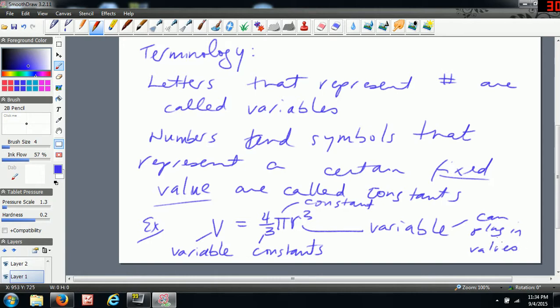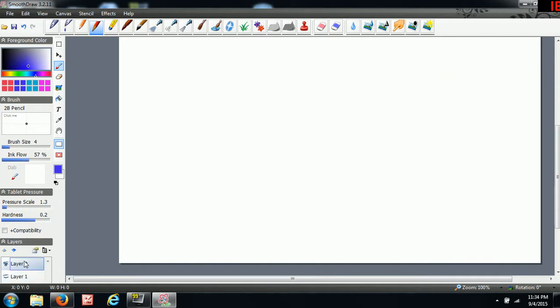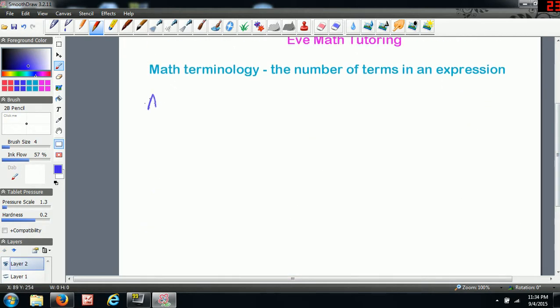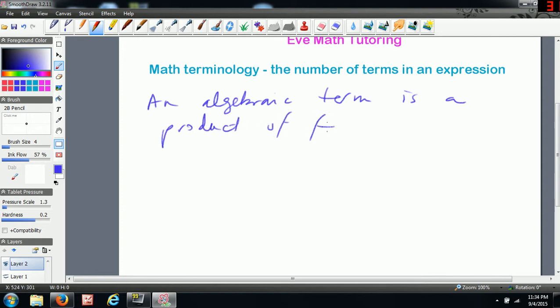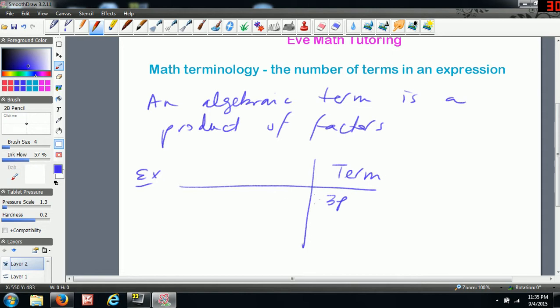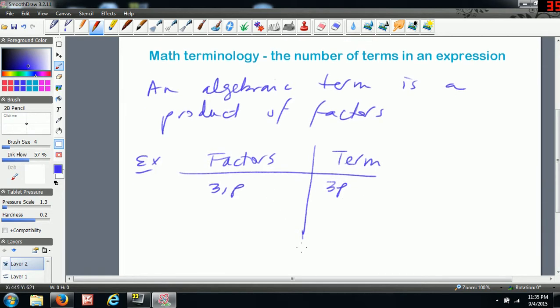Okay, so keeping this all in mind, an algebraic term is a product of factors. So, for example, if you have an algebraic term, say 3p, the factors of that would be 3 and p. They both divide into this term, into 3p. Okay, so if we have 35x, the factors of that would be 5, 7, and x. Those are the numbers that divide into 35, and x divides into itself.